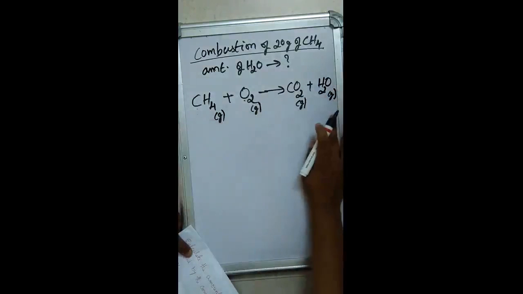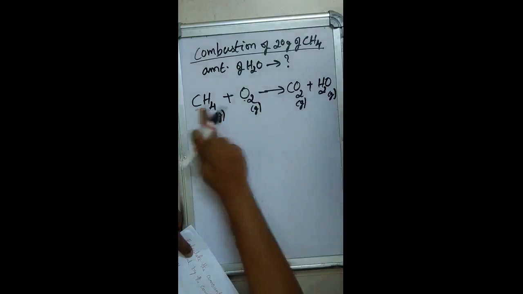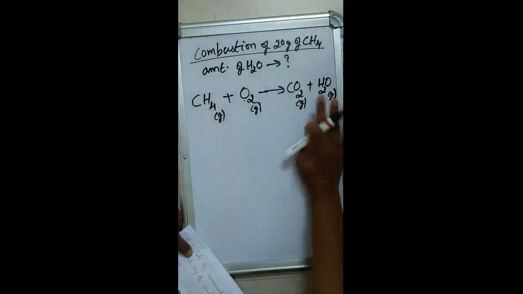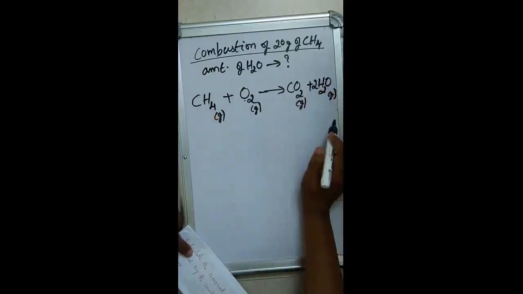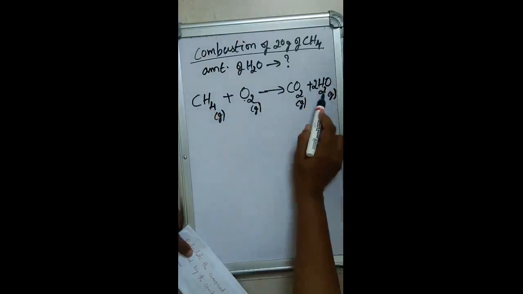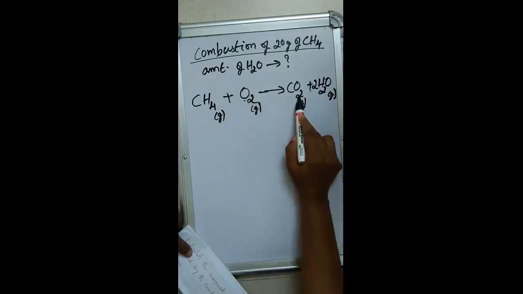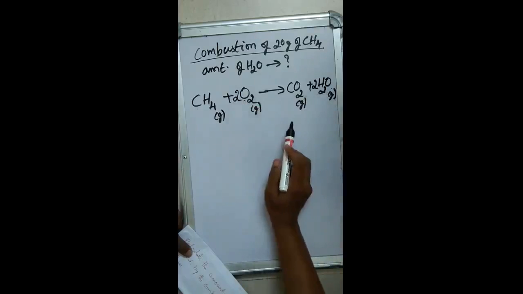Now the equation is finished, but it is not balanced. How to balance? You have to cross check. Carbon has one atom on both sides, so it is balanced. Hydrogen is 4 here and 2 there, so I will add 2 here. Now it is balanced, 2 twos are 4. Now oxygen: here 2 is present, and there 2 plus 2 ones are 2, so 2 plus 2 is 4. So here I should add 2.